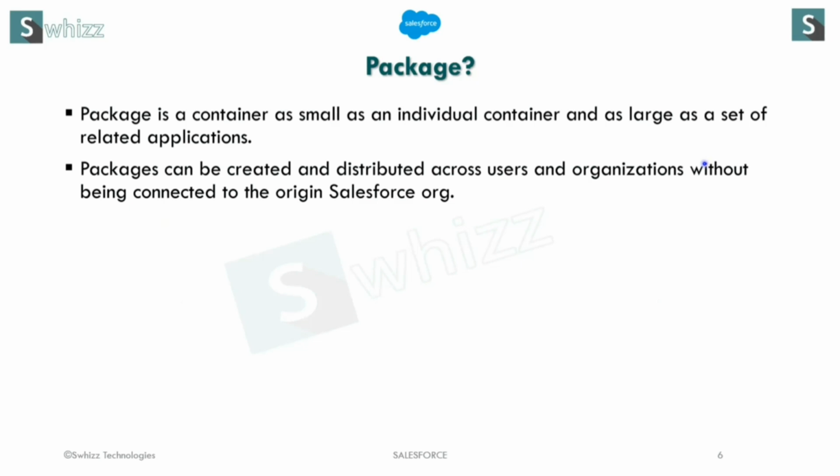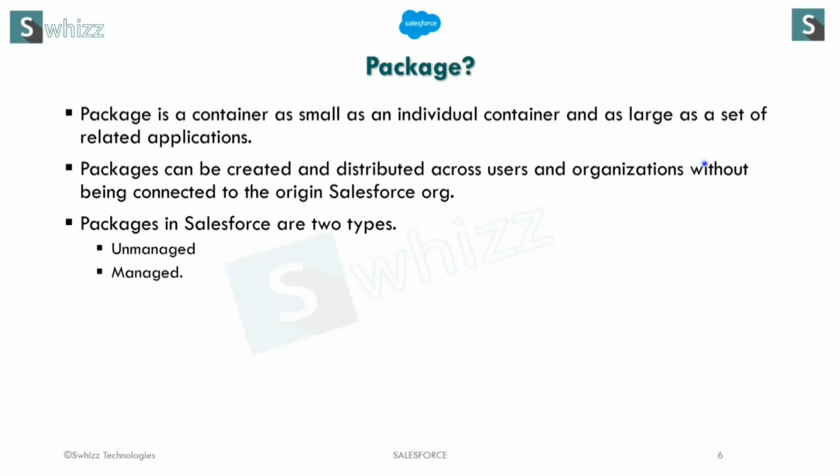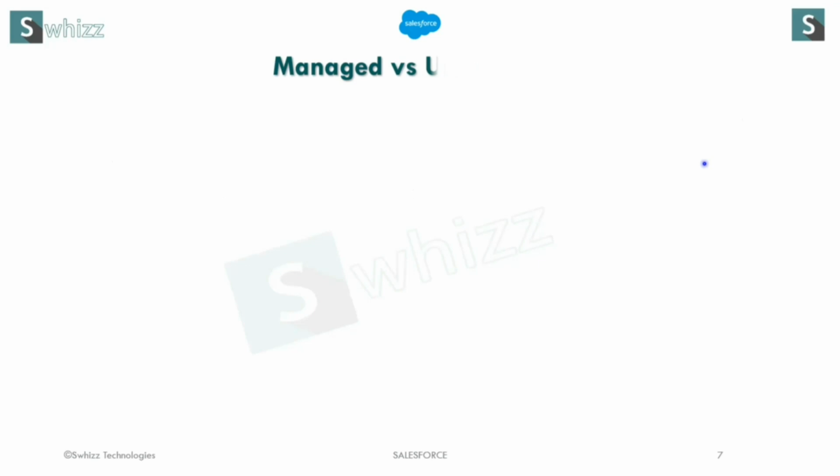That is, you can create a package from one Salesforce org, which you can call the origin Salesforce org or source Salesforce org. And to any Salesforce org which is not connected to this one, you can simply send this package data, distribute it to them very easily. Okay. So packages in Salesforce are of two types. The first one is unmanaged packages, and the second one is managed packages. Let us see the differences between these two packages, managed versus unmanaged packages.